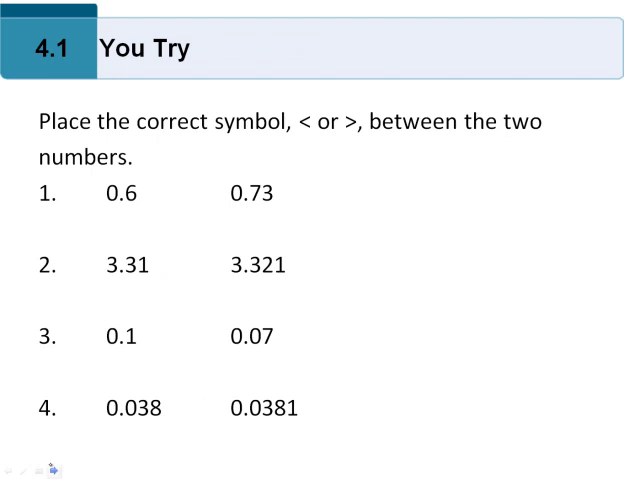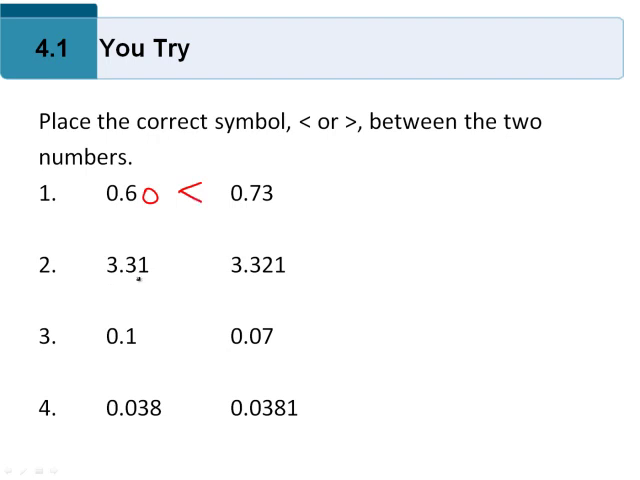All right, so try these on your own. Figure out which one's less than or greater than. Remember to read them from left to right. Number 1, 0.6 or 0.73. So we need to add a 0, and that would be 60 is less than or greater than 73. Well, that's less than. Okay?